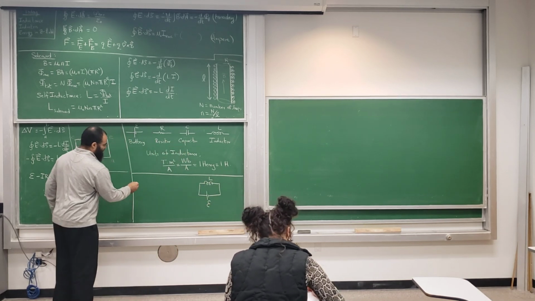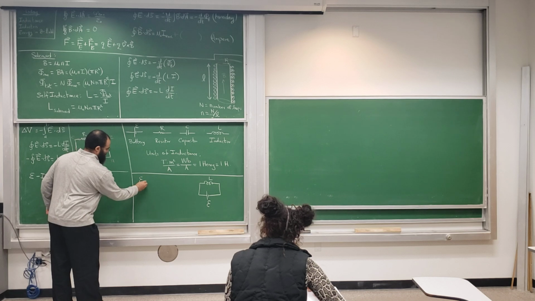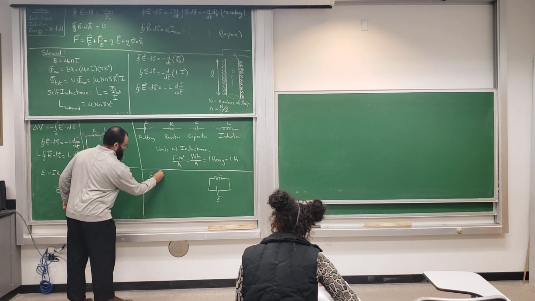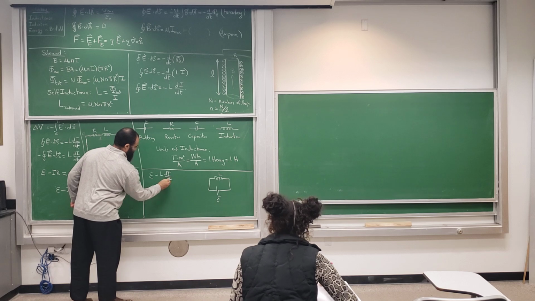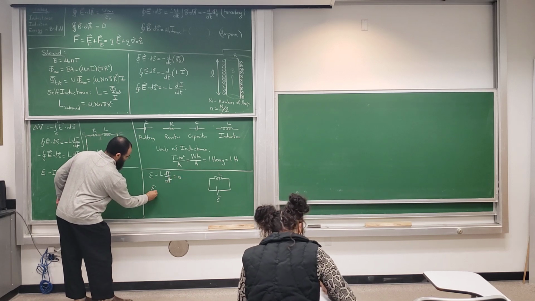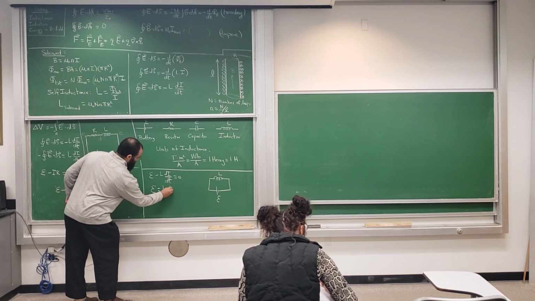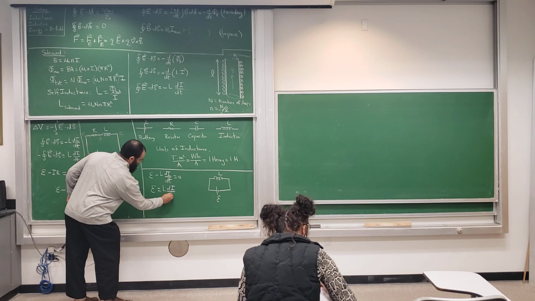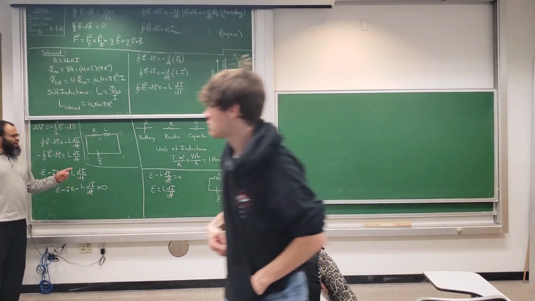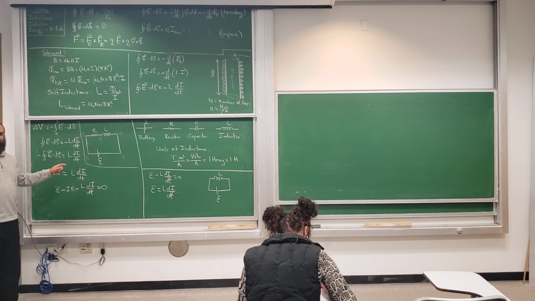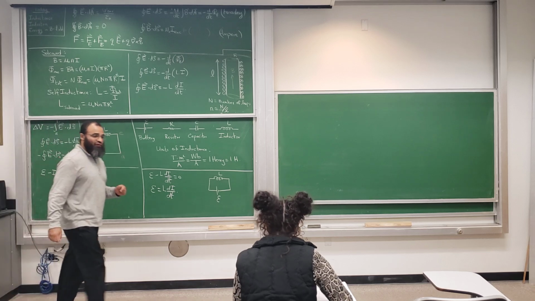In that case, I would have E equal to L times dI/dt. Okay. Why am I doing this? Well, we will need it, and I will need it now. I want to find the energy in the magnetic field.